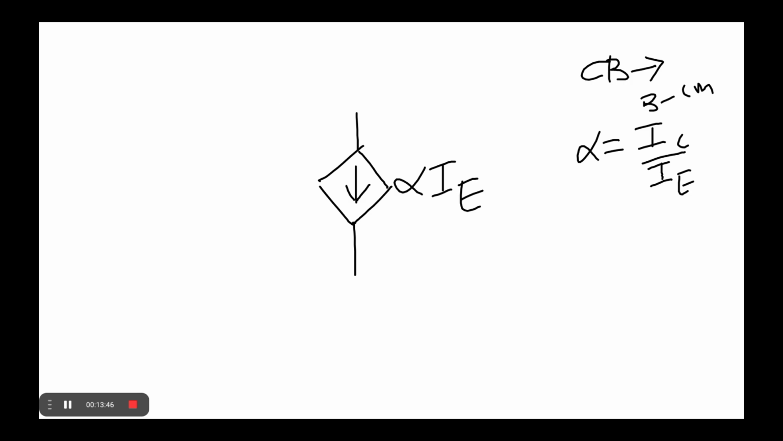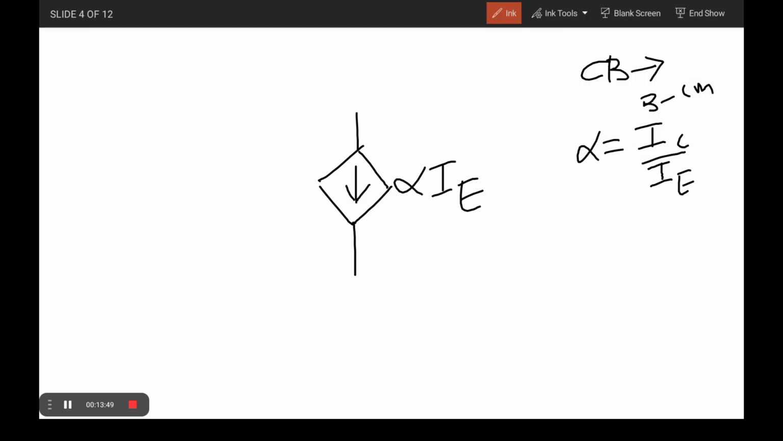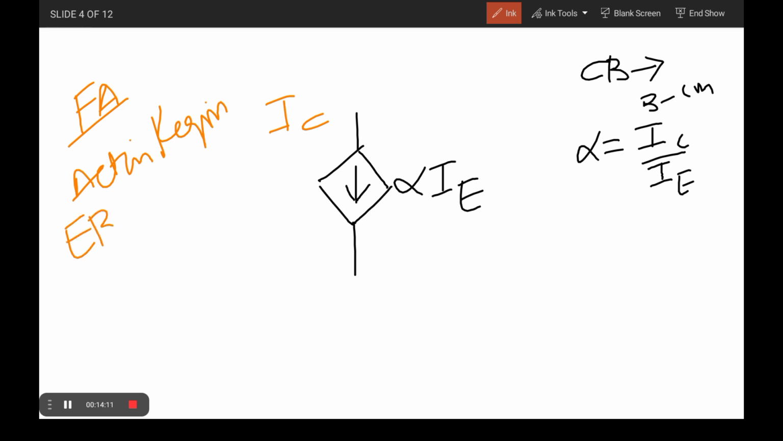From the output point of view, the current is nothing but the collector current. So that is nothing but the IC current. Therefore IC is equal to alpha into IE. This all exists in the forward active region only. What is the active region? Active region means that the emitter base junction is in forward bias and the collector base junction is in reverse bias. Then only it is called a forward active region.